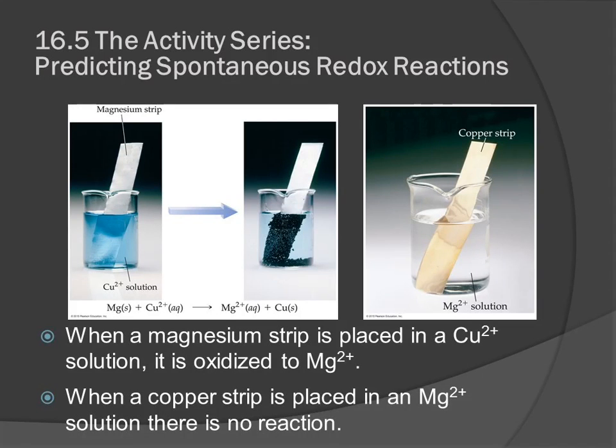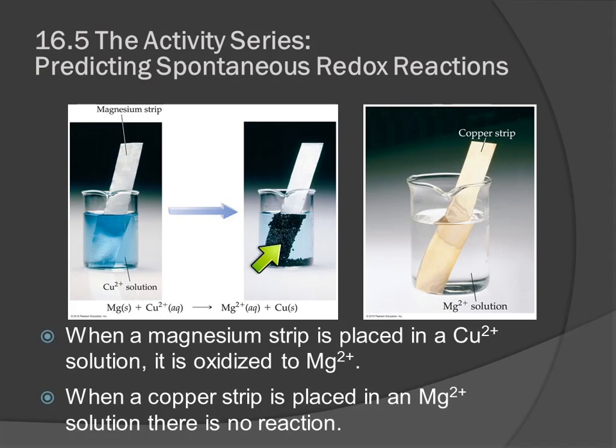Section 16.5 talks about the activity series. The activity series can help us to predict which redox reactions will be spontaneous and which ones won't. So if we take a strip of magnesium metal and place it in a solution that contains copper ions, a chemical reaction occurs, and we get copper being deposited on the magnesium and magnesium ions forming in the solution.